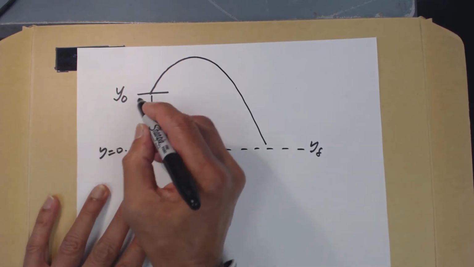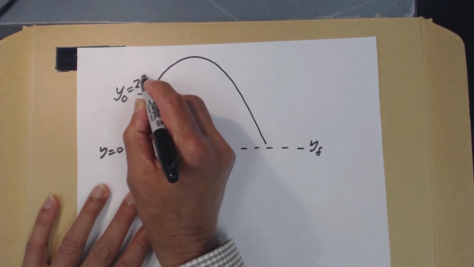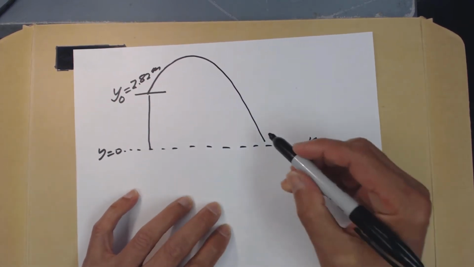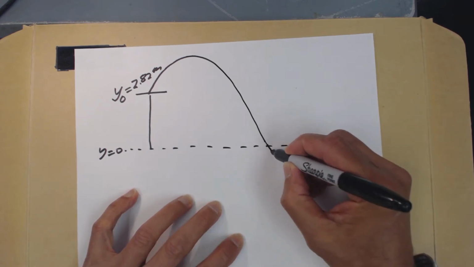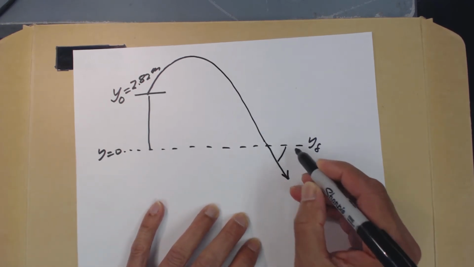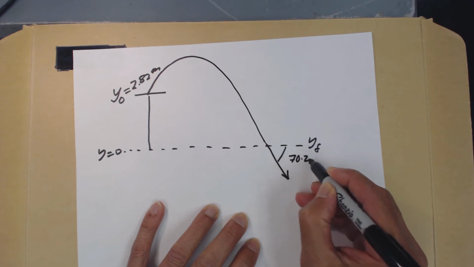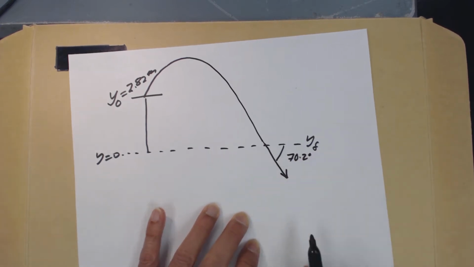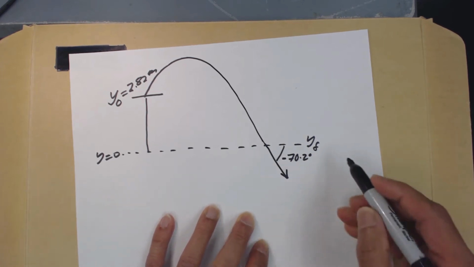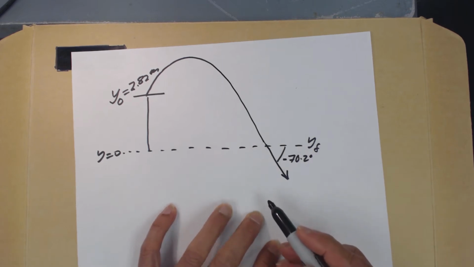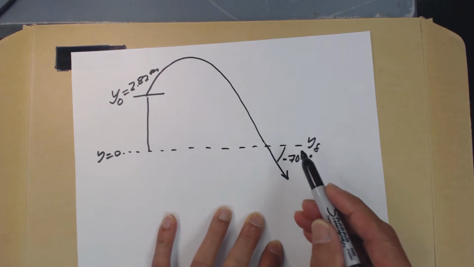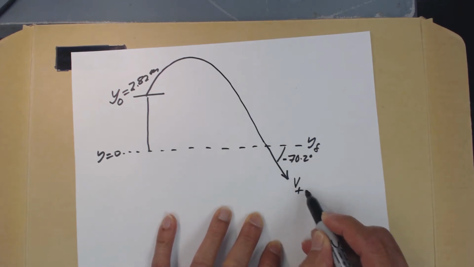What is given? Initial height is given to be 2.82 meters. And the next thing we know is that the body enters the water making an angle 70.2 degrees with the water. But right away, that's in words. We know that's a minus 70.2. That means it's really, in Kappa language, 360 minus 70.2 is the angle for this final velocity.